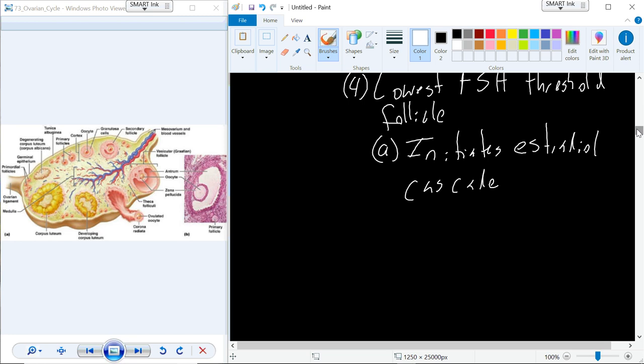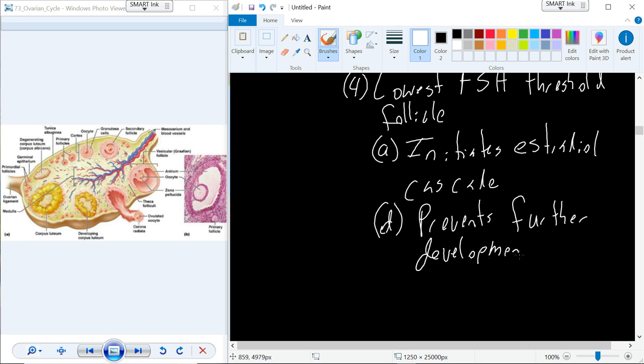Those other 5 to 11 follicles have not quite made it to this spot. And so all of a sudden, FSH and LH levels begin to bottom out because of feedback from the estradiol that's stimulated by the dominant follicle. This prevents further development of the other follicles that have been held back a little bit further.